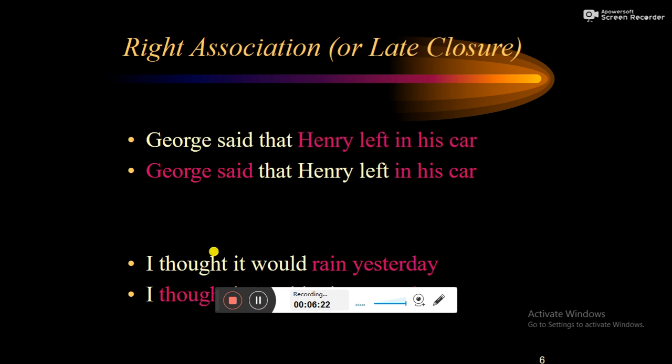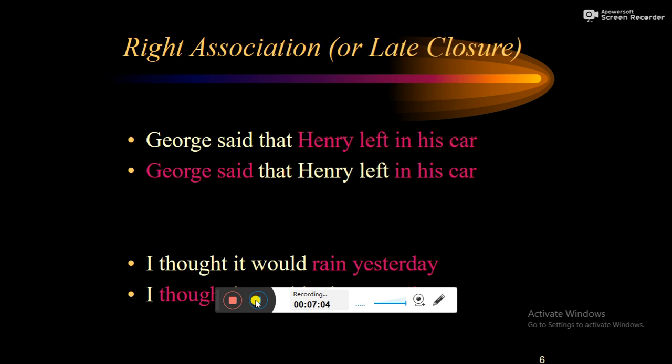Thus, if this is the given sentence, "George said that Henry left in his car." In that case, there would be two interpretations, like the way this is highlighted. "George said that Henry left in his car." Okay, this is how the sentence would be interpreted. So the interpretation which would get selected with this is going to be right association, by taking into consideration the right association.